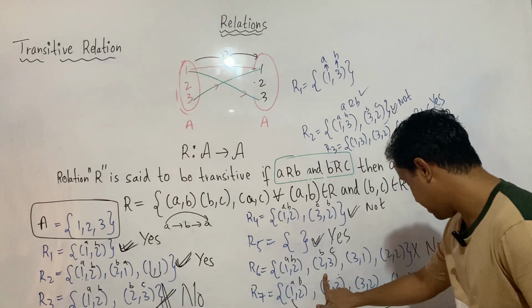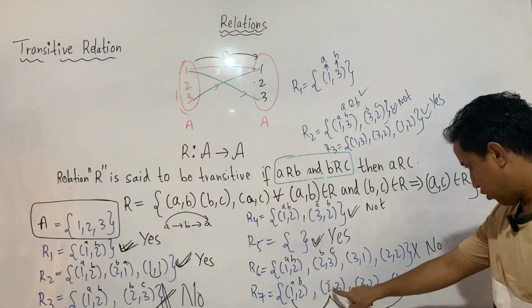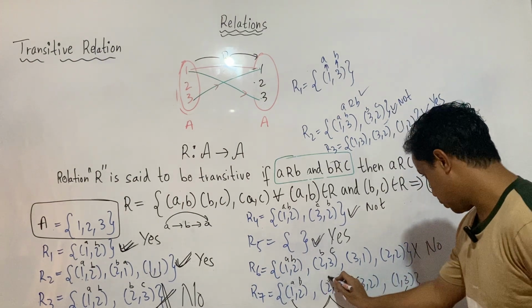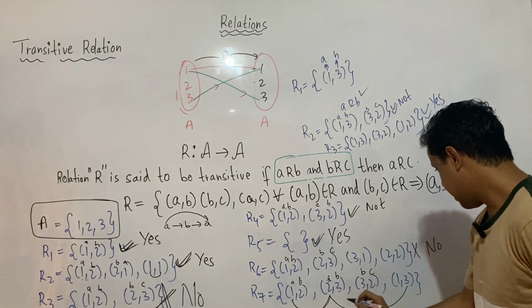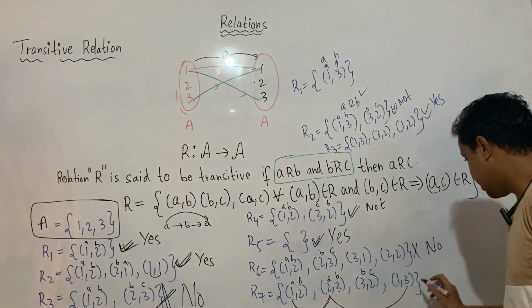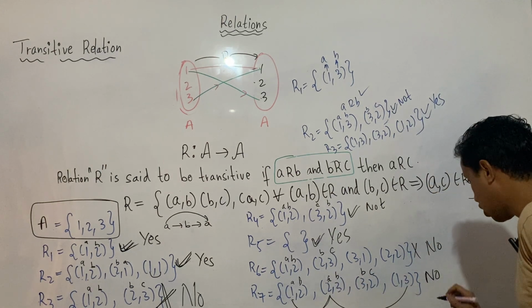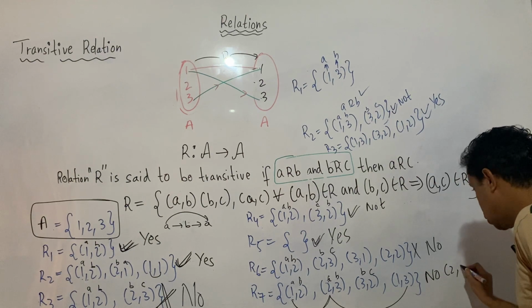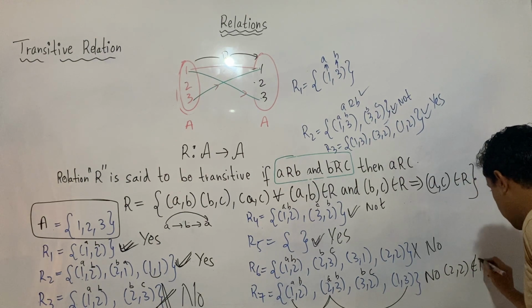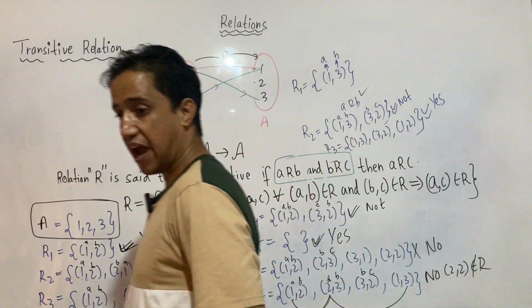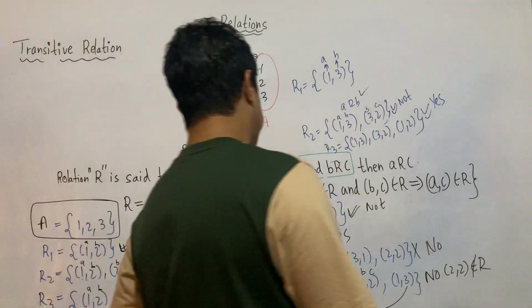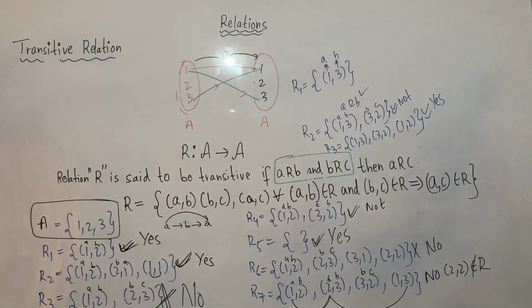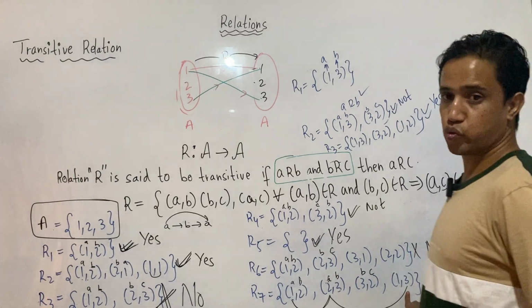But what about this? Now look at 2 3 and 3 2, A B, okay, and this is B C. Then what about 2 2? So this is not transitive. Why? Because 2 2 is not in your relation. I hope this thing is clear to you. Okay, and here 2 2 is not in the relation. If 2 2 is here, then it's going to be transitive.